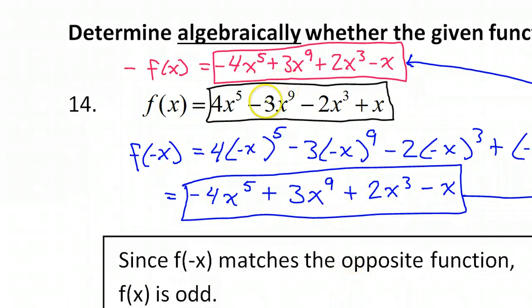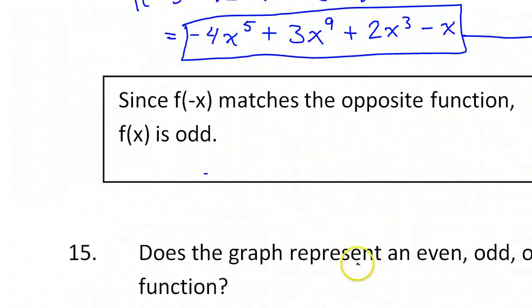Okay, again, you always need the opposite function, the original function, and f of negative x. If f of negative x matches the original function, it's even. If it matches the opposite function, then it's odd. This time it was odd.